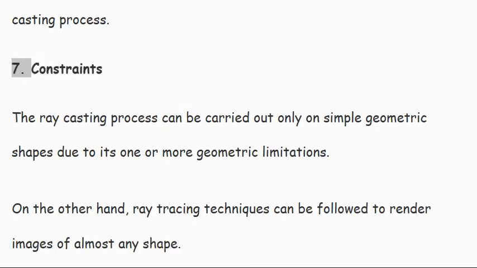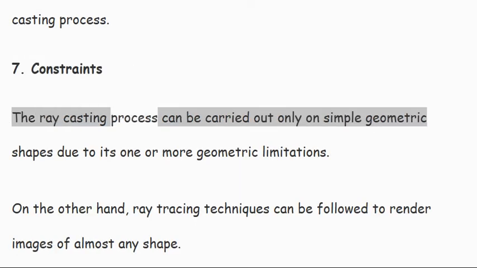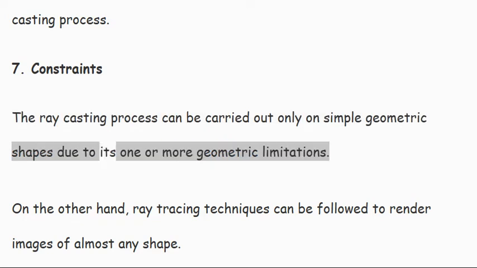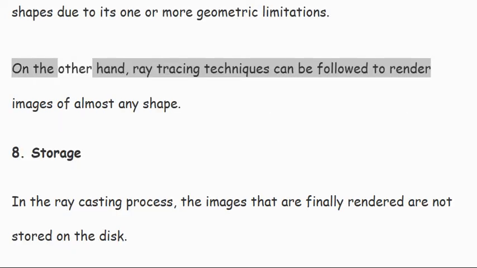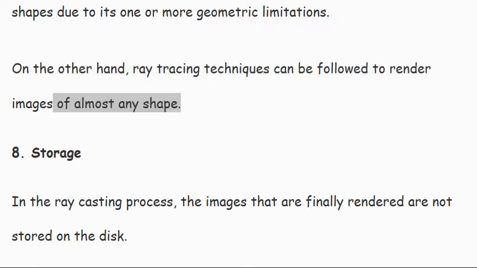7. Constraints. The raycasting process can be carried out only on simple geometric shapes due to its one or more geometric limitations. On the other hand, ray tracing techniques can be followed to render images of almost any shape.